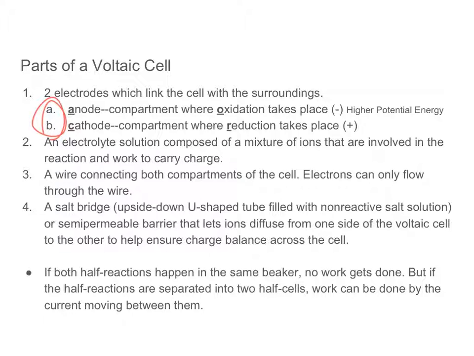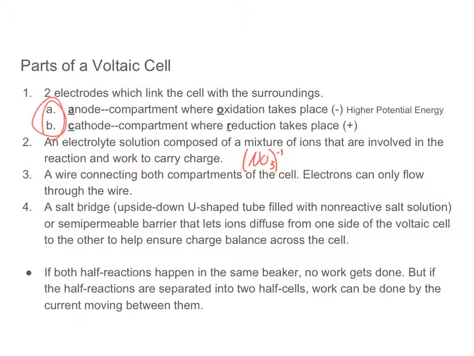Also, another part of the voltaic cell is the electrolyte solution. That's composed of a mixture of ions that are involved in the reaction and work to carry charge. Although one of the ions is going to basically be a spectator ion. For our practical purposes, if I ever ask you to draw a cell, I think that you might want to use nitrate, because nitrate is never involved in anything. It's always soluble. But we'll talk about that when we actually draw a cell later.